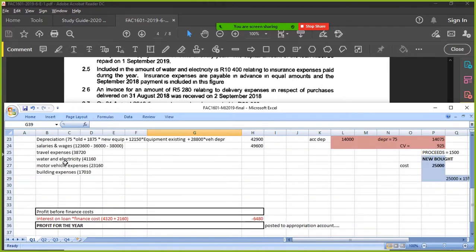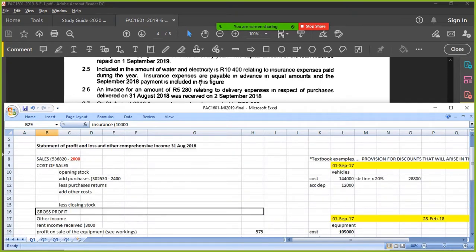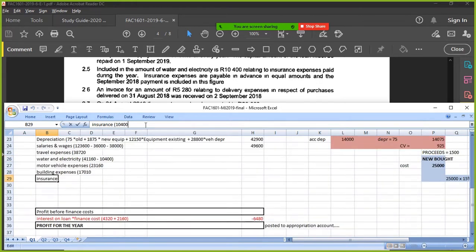You can't show two expenses grouped as one. So you have to take out the 10,400 and show that as insurance, 10,400. Then they tell you insurance expenses are payable in advance in equal amounts, and the September 2018 payment is included in this figure. So that means you've paid for how many months? 13 months, because the month end is August, but you've already paid for September. So minus, open brackets, 10,400 divided by 13, minus 1 month.